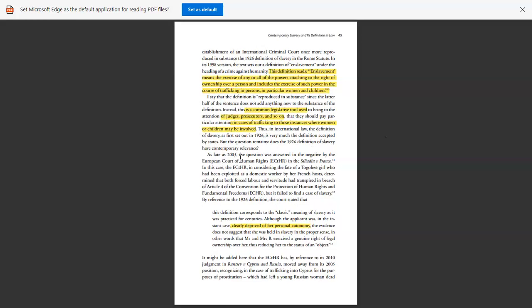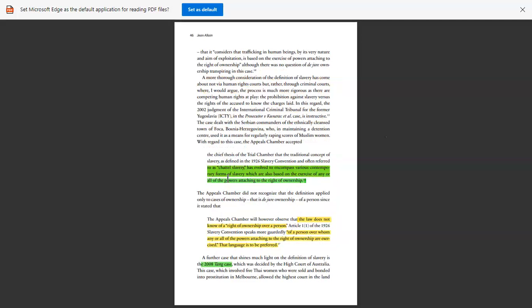Down here in 2005, the question was answered in the negative, and that was in a particular court case, but it failed to find a case of slavery. They didn't quite have the proper understanding. But as it got down there further, it clearly deprived personal autonomy. And so regardless of genuine legal ownership, it still had to do with conditions that were part of exercising possession and control. In other words, controlling personal autonomy. And if your personal autonomy is being deprived, then that is evidence of slavery in a proper sense.